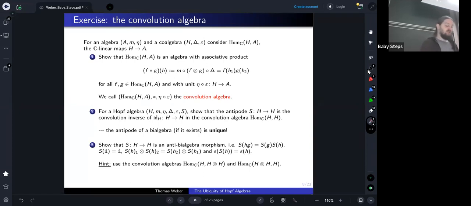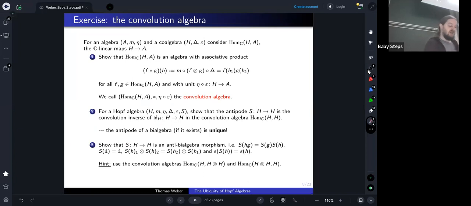If you have this, you can show that in the case you have a Hopf algebra, the antipode is the convolution inverse of the identity map. So this means it's not the inverse as a C linear map, so really an inverse in the convolution algebra. What this also means, so it follows from this, is that if you have an antipode in a bi-algebra, you can only have one. This is what this exercise shows.